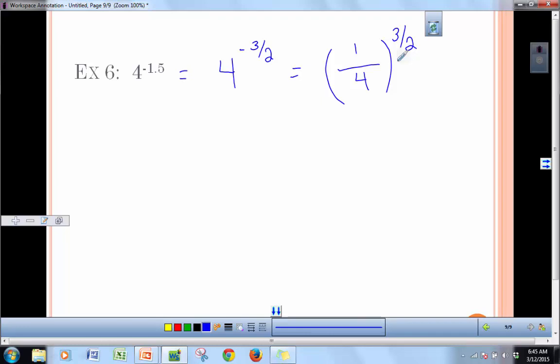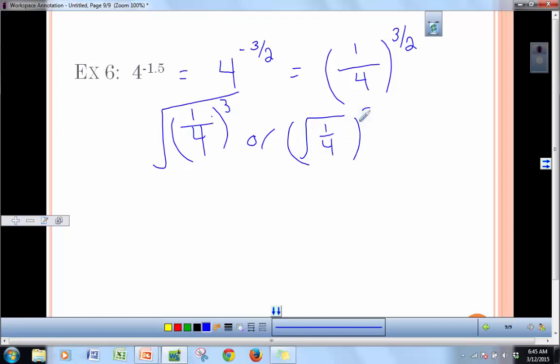So in this case, if we want to rewrite this as a radical, we could write the whole entire 1/4. The whole thing is getting cubed, and we're taking the square root of it. Either one of these is acceptable. I'm looking at it right now, and I'm thinking the second way I wrote is probably going to be a little bit easier.